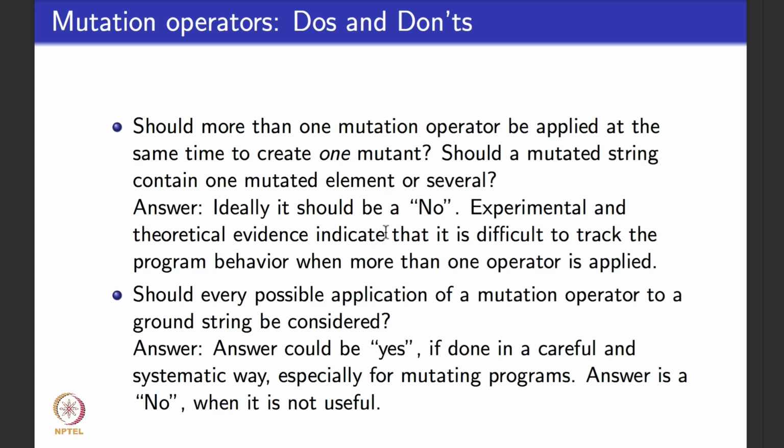The second question that you might want to ask is, should every possible application of a mutation operator to a ground string be considered? In the sense that I have a grammar of a program, let's say a language. The grammar is usually fairly exhaustive. And if you try to generate mutation operators based on the grammar, you'll get lots and lots of operators, hundreds, sometimes even thousands of operators. So now for a given program, there could be several different ways of mutating it. Should I consider every possible mutation and test? That's like exhaustive testing with reference to mutation.